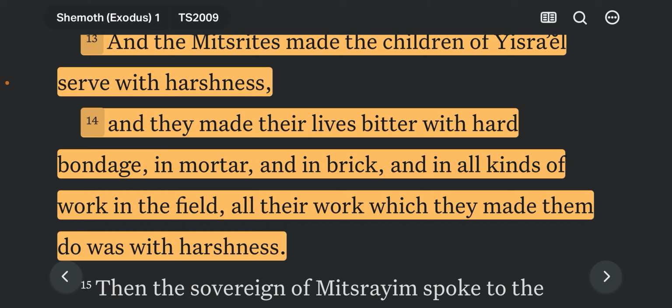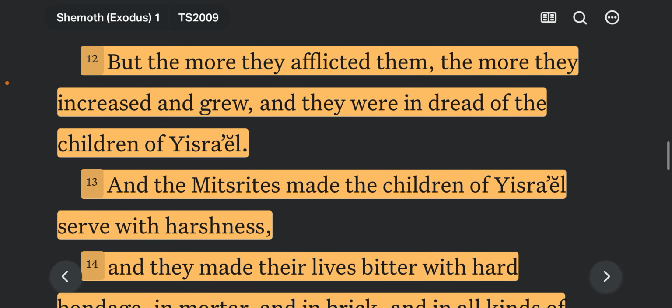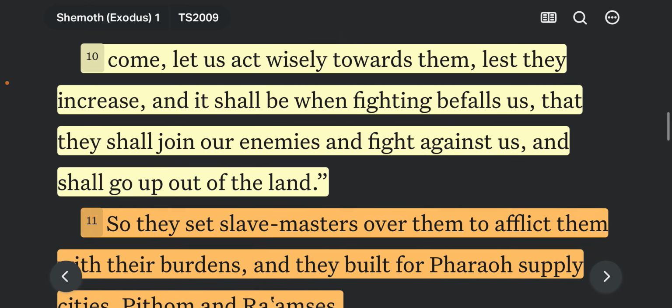So we see the rise of a new Pharaoh, and it came with oppression. This new king did not know Yosef, and it could mean that there was a new dynasty, or at least a king who chose to ignore the legacy of Yosef. And in verse 10, the idea was, come, let us act wisely towards them. Let's deal with them wisely. But I'm wondering what kind of wise plan could be formulated that includes the oppression of the children of Israel.